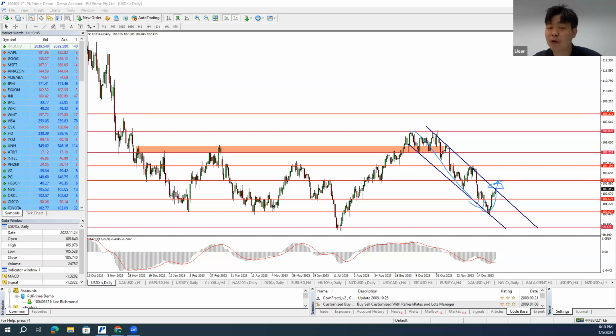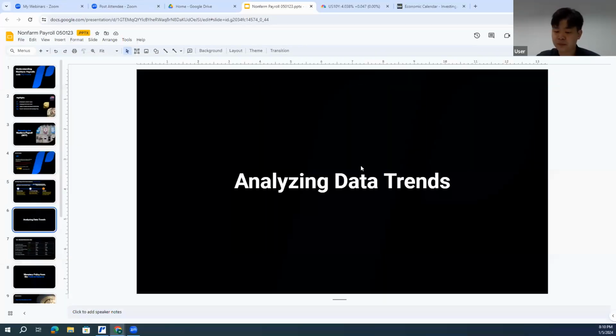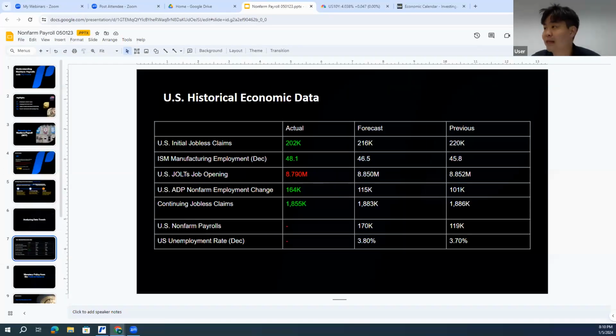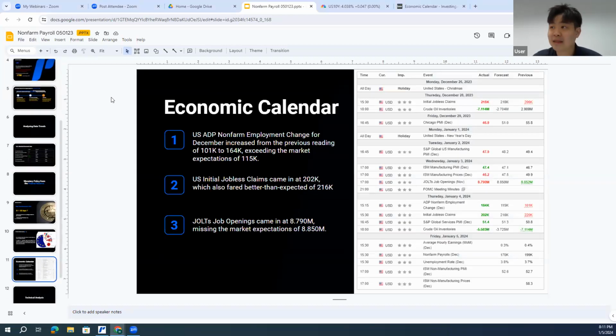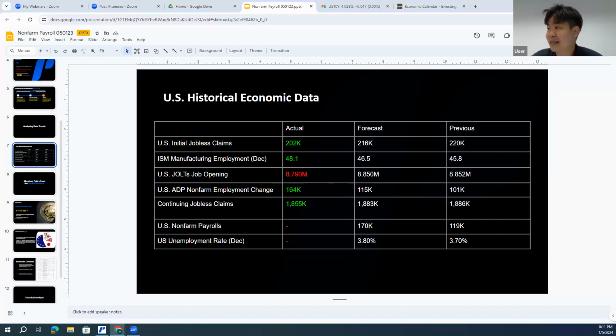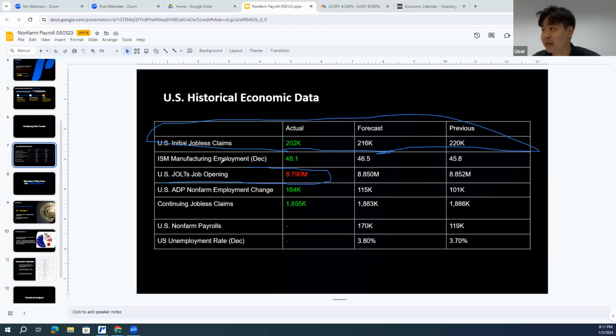Even though the Fed says they are going to cut the interest rates, we need to move on towards the recent economics data. You can see that recently, most of the US economics data readings are much better than the market expectation. This is historical data from the United States. Most of it is jobs data. According to the historical jobs data, only the JOLTS job openings were worse than the market expectations, but the others are much better than the market expectation.